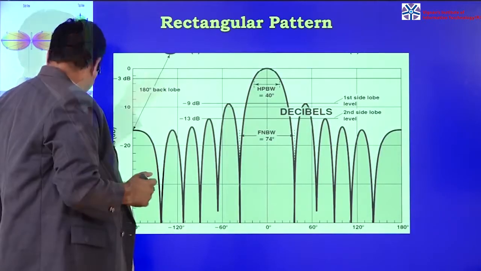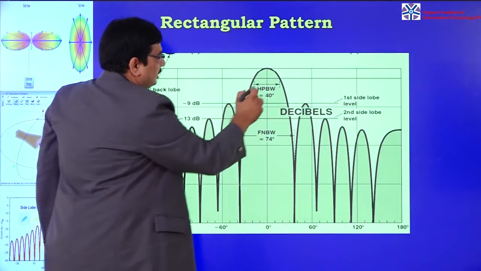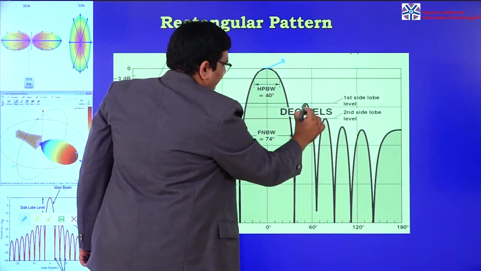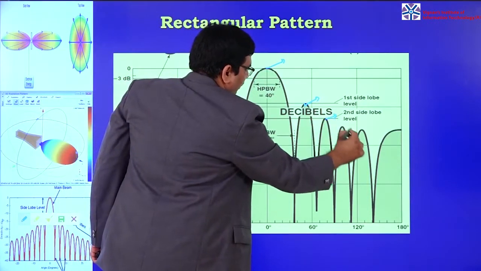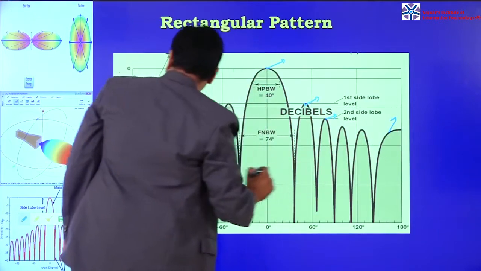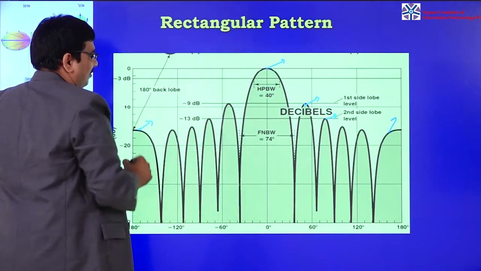So, this is a Cartesian diagram. Here this is the major beam and this is the first side lobe level and this is the second side lobe level and these are the back lobes. These two are your back lobe levels.